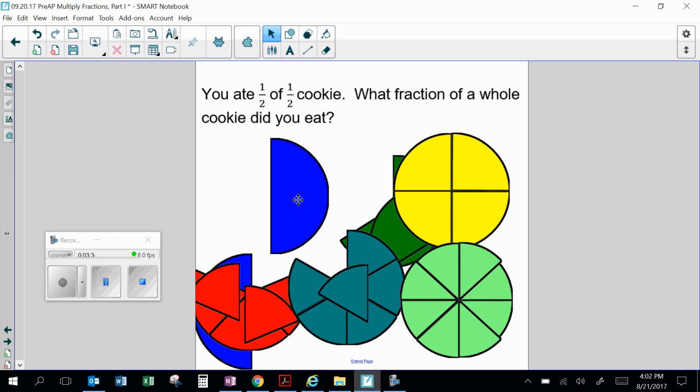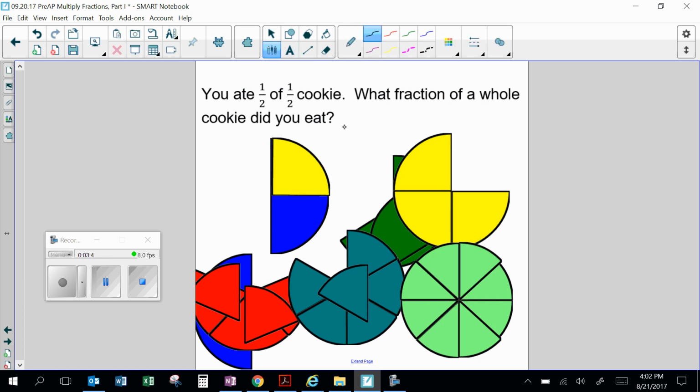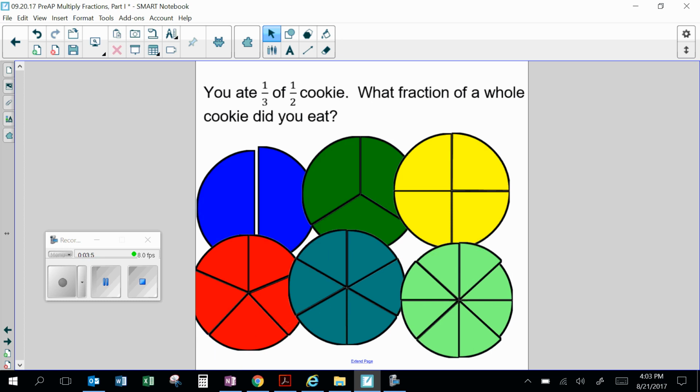So here's half of a cookie. You ate half of this. So you ate this part. I ate then 1/4 of a whole cookie. So half of half is 1/4. Okay, next one, model the next one.